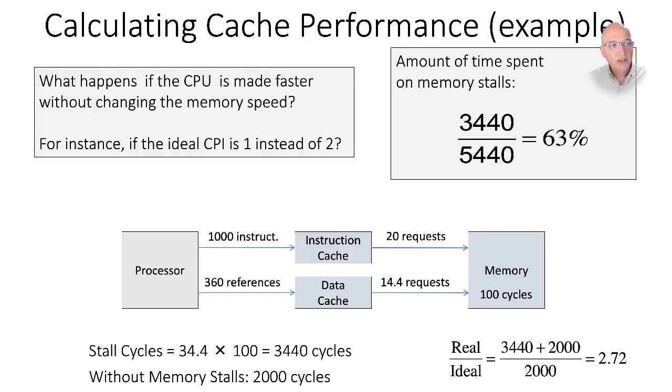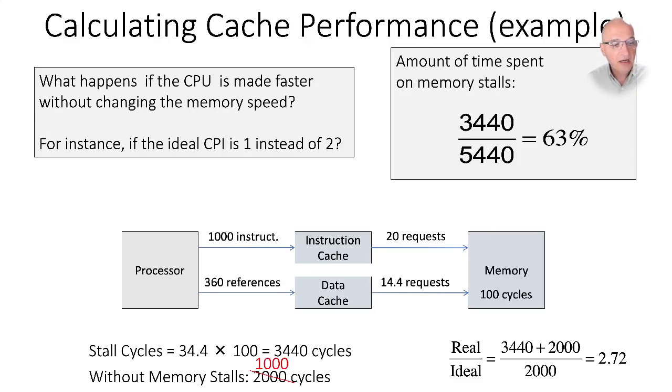And then there is an interesting question. What happens if the CPU is made faster without changing the memory speed? Let's say that the ideal CPI is 1 instead of 2, so I change the design of the processor, I managed to make the processor much faster, so it has a lower number of clocks per instruction. This question is here to illustrate what has happened historically with the evolution of processors: the processors got faster and better, but the memory did not improve at the same rate as the processor did. So what happens in that case?